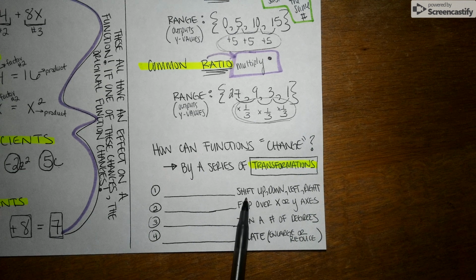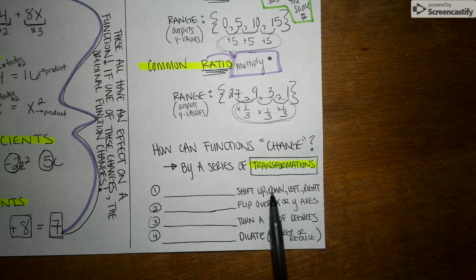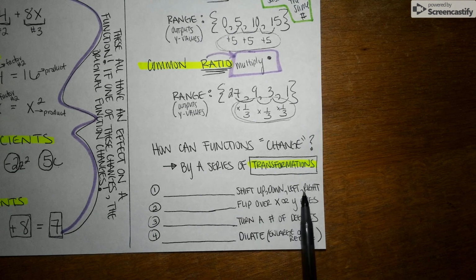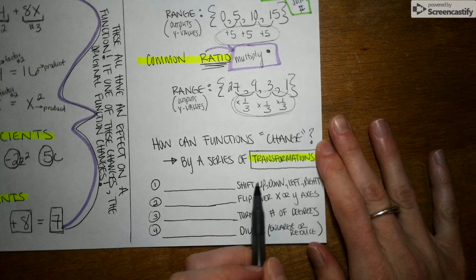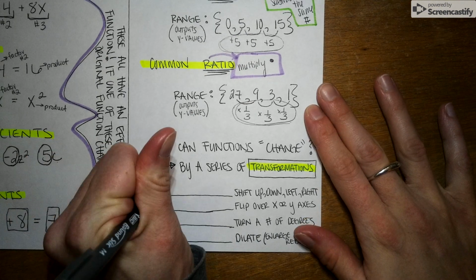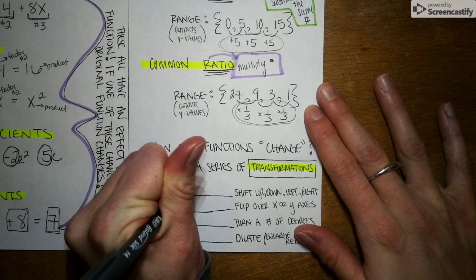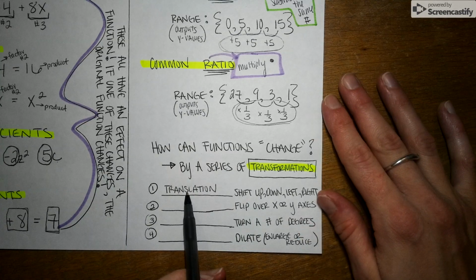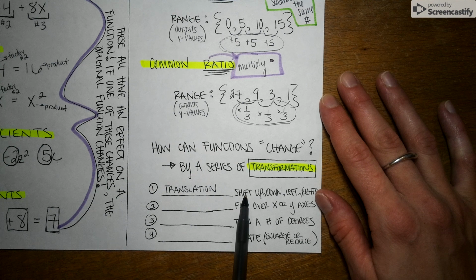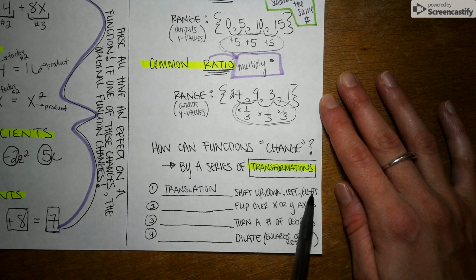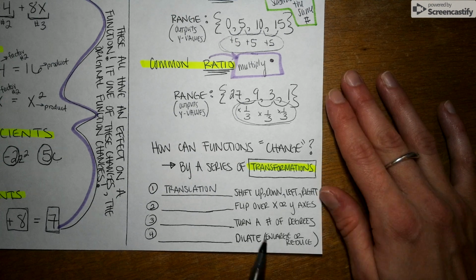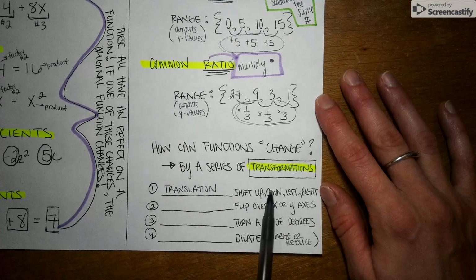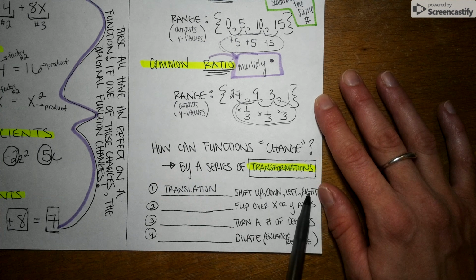The first one helps us shift up, down, left, and right. So that first type of transformation is what's called a translation. So when we translate a graph, we will be either shifting it up, down, left, or right from the original. And sometimes it's a combination of these different directions. It could shift up and left, or it could shift down and right.